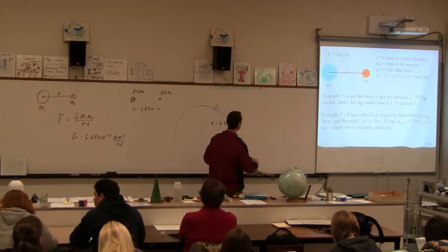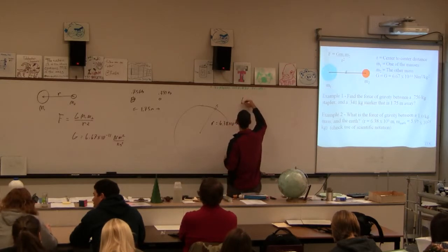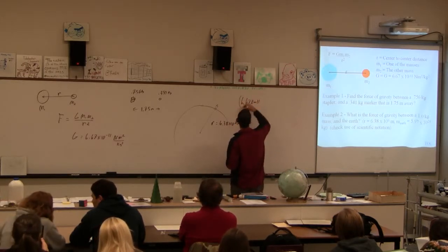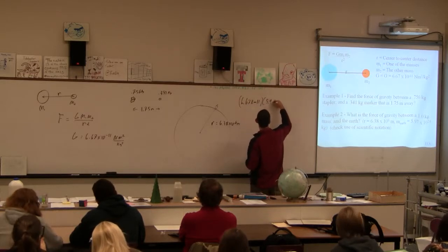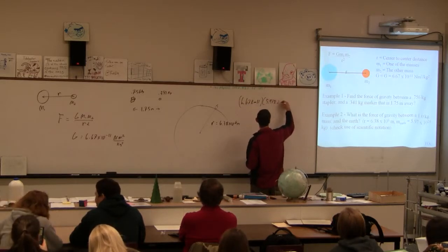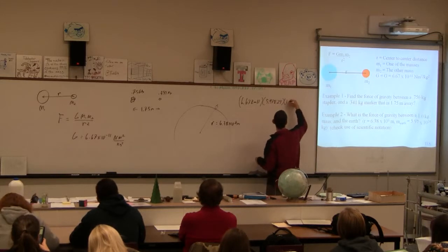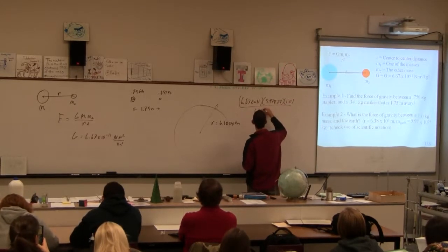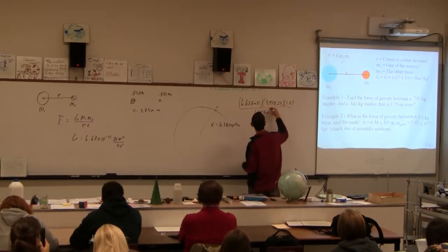Right? So this force is going to be 6.67 e minus 11, times 5.97 e to the 24, times 1. Don't forget to multiply by 1. Divided by 6.38 E6 squared.